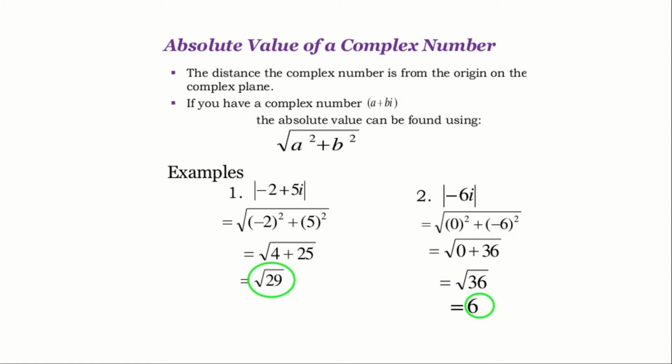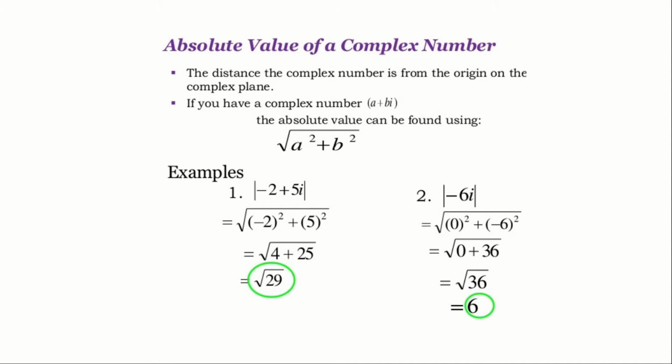In order to know the distance of the complex number from the origin, we have to find the distance from the origin point (0, 0) itself. So the distance of that complex number in a complex plane is given by the formula square root of a squared plus b squared, where a is the real part and b is the imaginary part. For example, minus 2 plus 5i. Minus 2 is the real part and 5 is the imaginary part. So the square root of (minus 2) squared plus 5 squared will become 4 plus 25, that is root 29. This root 29 is the distance of that complex number from the origin.